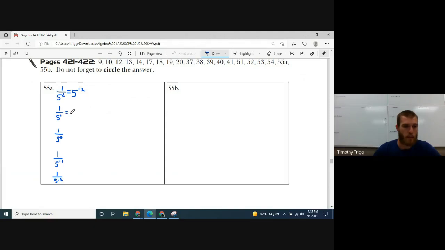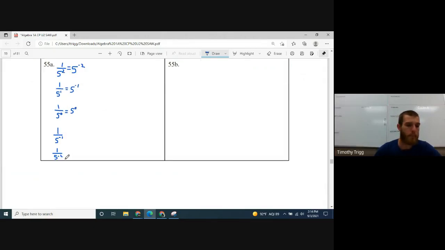What would this one be? Well, this would be 5 to the power of negative 1. This one would be 5 to the 0, which is just 1. We know that. This one would be 5 to the 1, which is just 5. And this would be 5 to the 2. Okay, I think that's what they're looking for.